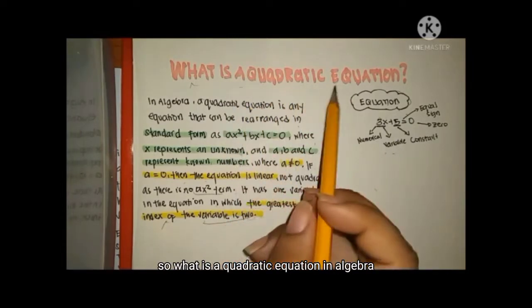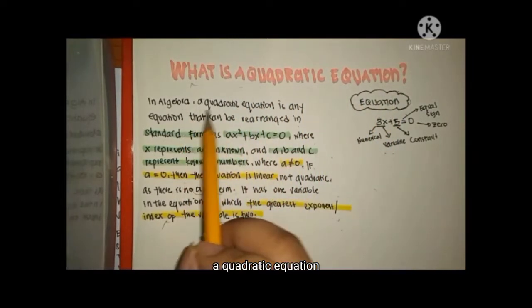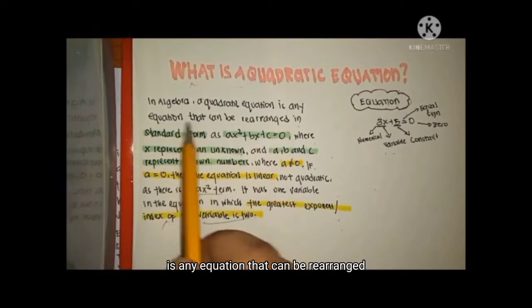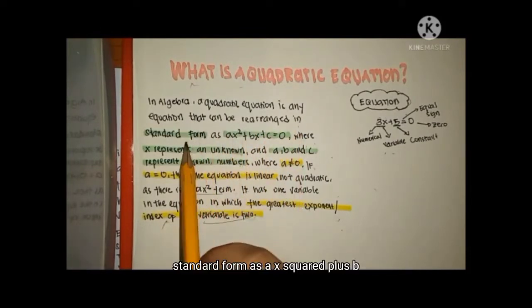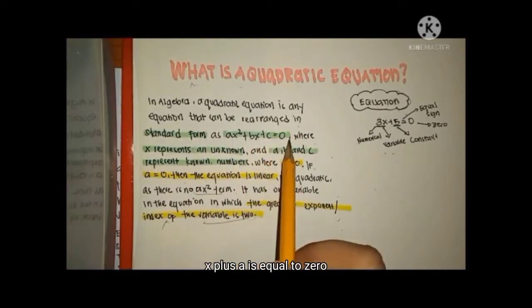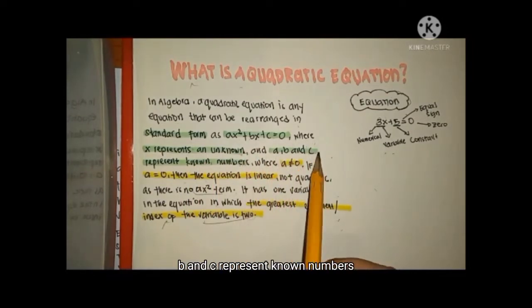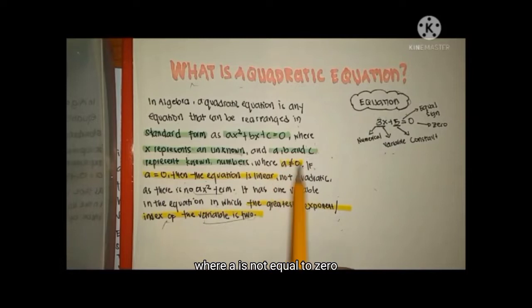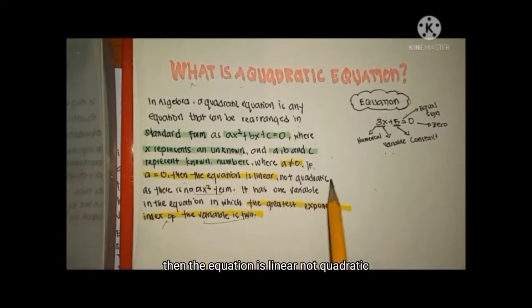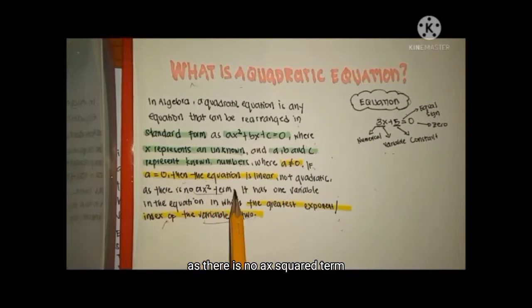So what is a quadratic equation? In algebra, a quadratic equation is any equation that can be rearranged in standard form as ax squared plus bx plus c is equal to 0, where x represents an unknown and a, b, and c represent known numbers where a is not equal to 0. If a is equal to 0, then the equation is linear, not quadratic, as there is no ax squared term.